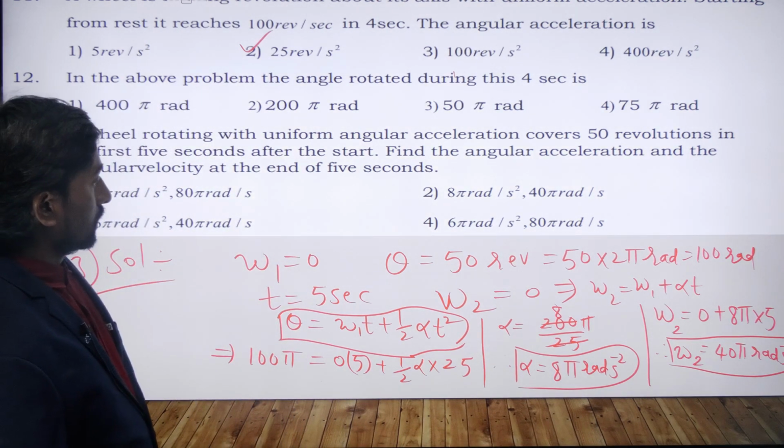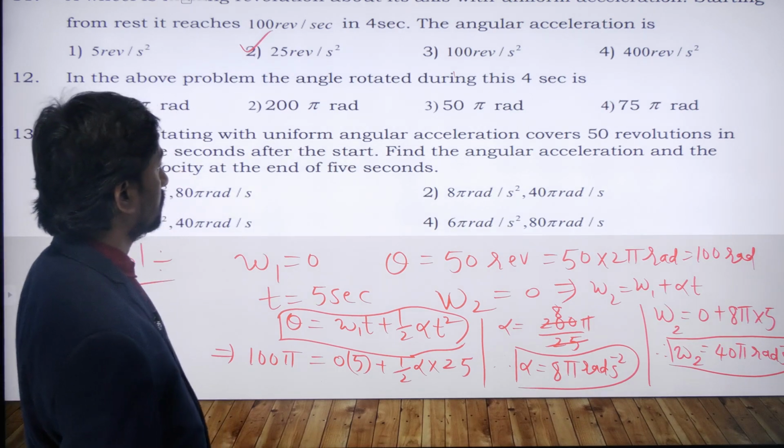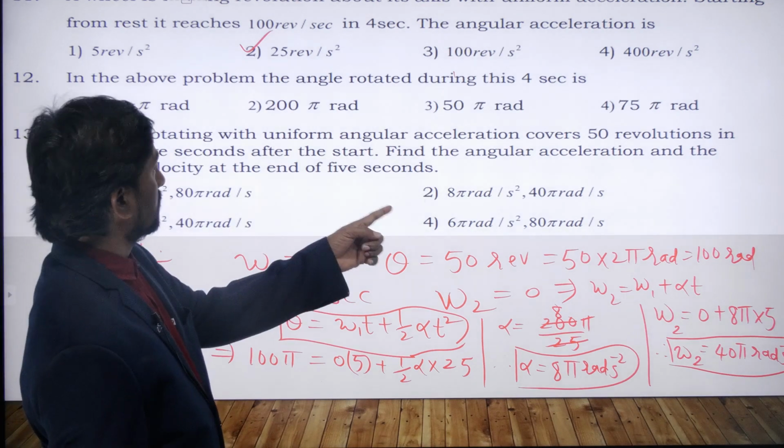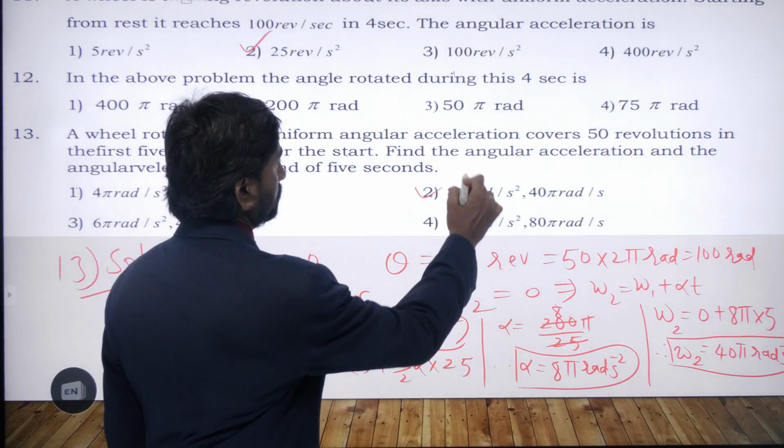So where is the answer? It is there, 8 pi and 40 pi. The angular acceleration and angular velocity are in option 2. Option 2 is the right one.